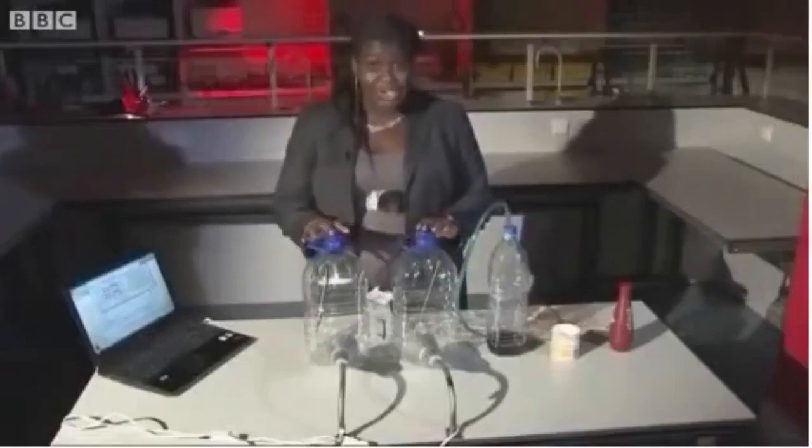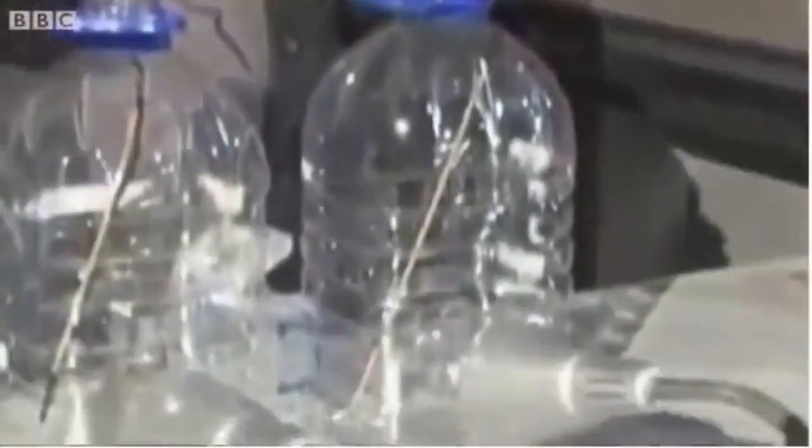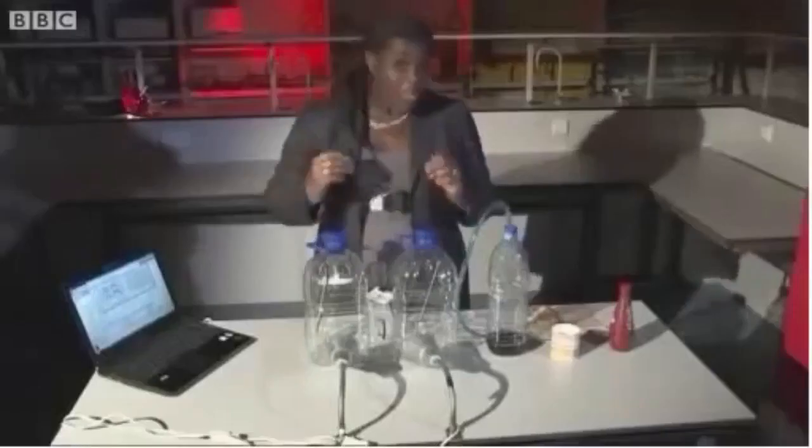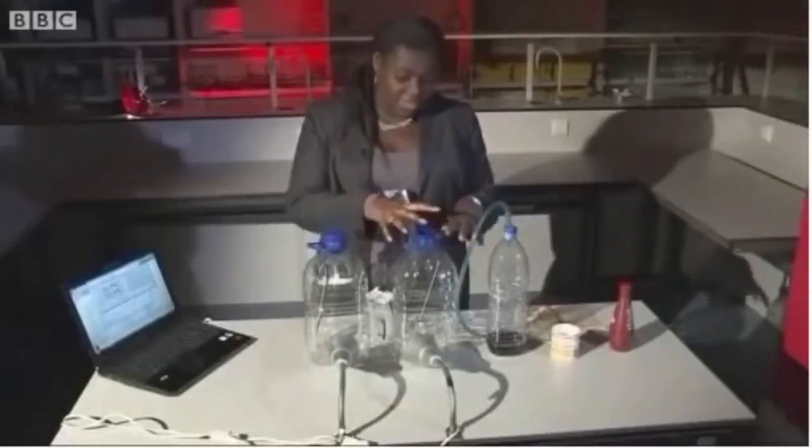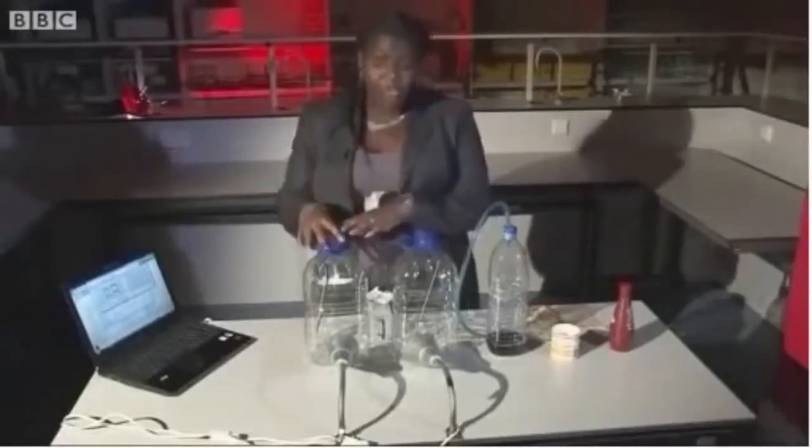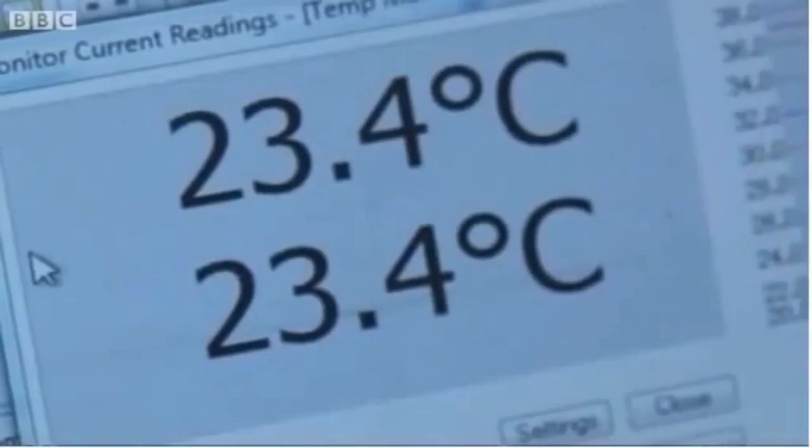What I have here is 2 bottles, and what I've done is I've put a temperature probe in each. What I want to do now is introduce some more carbon dioxide into this bottle. So this bottle will be normal atmospheric air, and this bottle will be atmospheric air with a greater concentration of carbon dioxide. Now at the start of the experiment, I've got about the same temperature in each of the bottles.